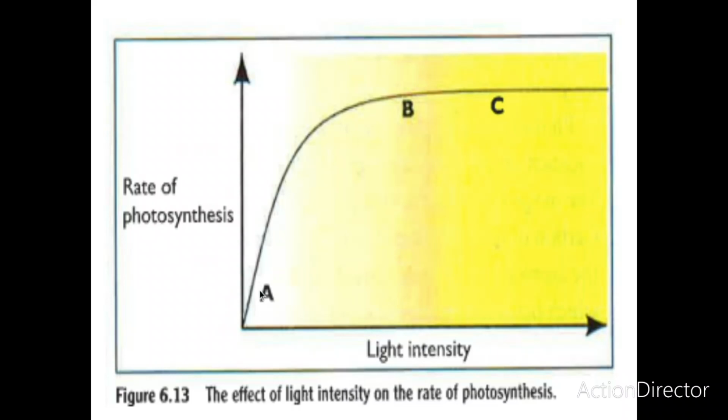So at point A and point B, light intensity is the limiting factor, because as we increase the light intensity, the rate of photosynthesis increases. And at point B to C, light intensity is not the rate limiting factor, because no matter how much we increase the light intensity, the rate of photosynthesis remains the same.